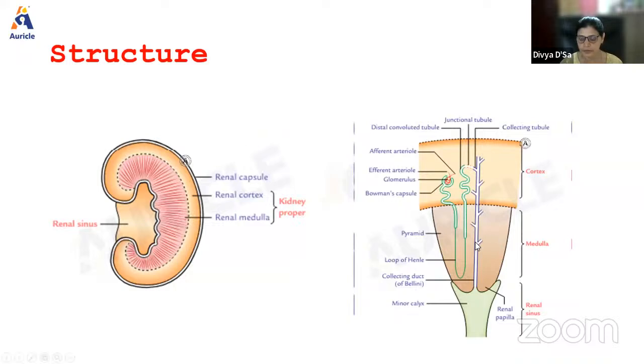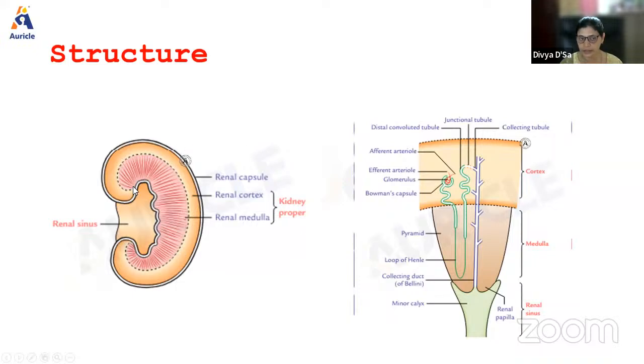In the medulla, there are about 8 to 10 renal pyramids. These are called the pyramids. It consists of these renal pyramids, which are striated, pale, and conical masses. Each pyramid will have a base which is directed to the cortex and an apex which is directed towards the renal sinus. And that is known as the renal papillae.